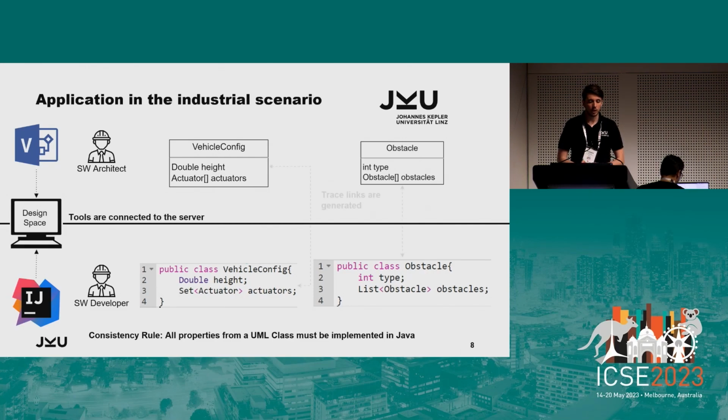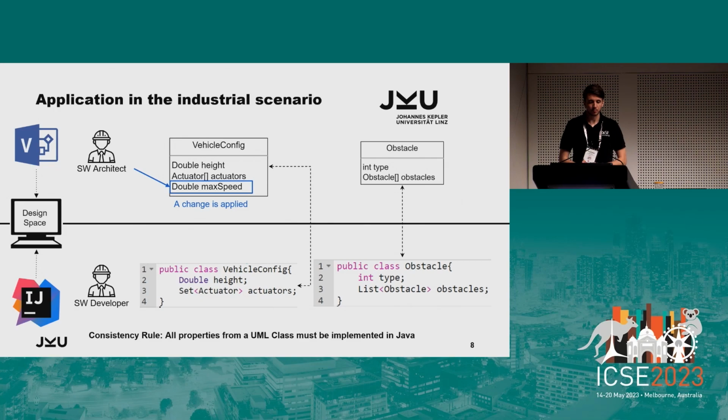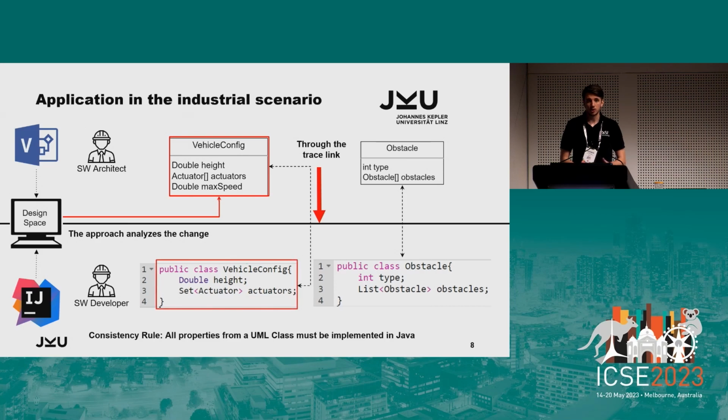So the tools are connected to the approach, or the server, and the trace links are generated. And here we have the traceability links between the artifacts from UML and from the Java source code. So now the change happens, and the difference here is that the approach doesn't require the engineer to do a manual check, because we would automatically identify the change, and through the trace link, we'll analyze the impacted artifact.